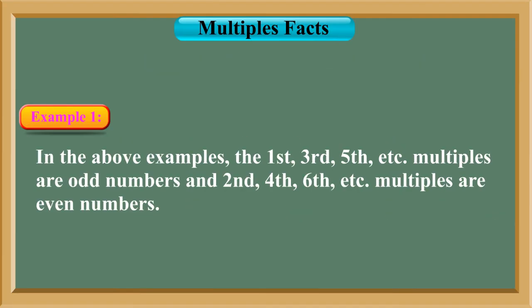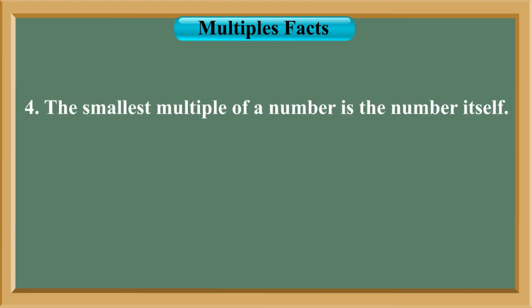In the above examples, the first, third, fifth, etc. multiples are odd numbers and second, fourth, sixth, etc. multiples are even numbers. Fourth, the smallest multiple of a number is the number itself.